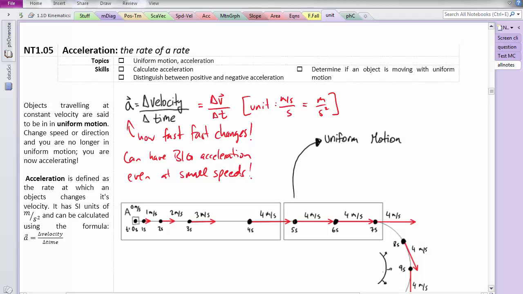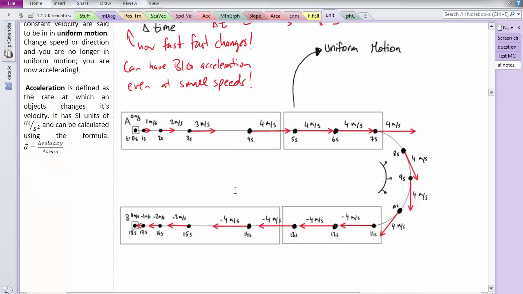Okay, so in order to talk about acceleration, I'm going to use this example here. We have a train going from station A over here, going in a straight line, speeding up, going at constant speed between 5 and 7 seconds. If it goes at a constant speed in a straight line, we call that uniform motion. Uniform motion is when an object travels at constant speed and direction. So both of these have to remain the same, and we have uniform motion. So this basically means that acceleration is equal to 0.